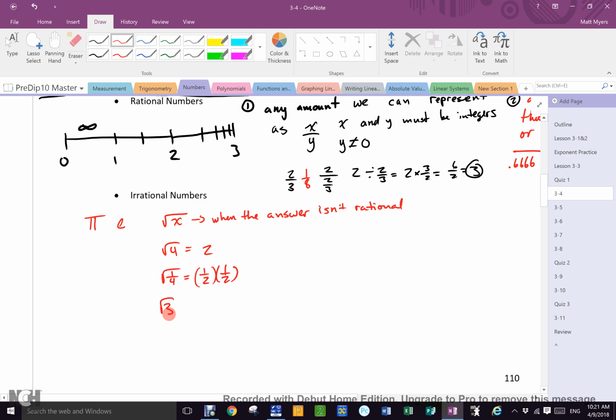What's the square root of 3? Do it on your calculator. What do you get? No, you won't get an error. You'll get 1.732, and your whole screen fills up, yes? Keep reading me numbers till your screen ends. Now, because your whole screen filled up, 99 times out of 100, if your whole screen fills up on your calculator, it's irrational.